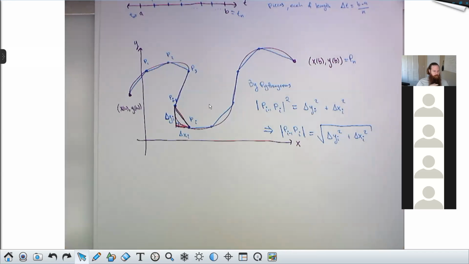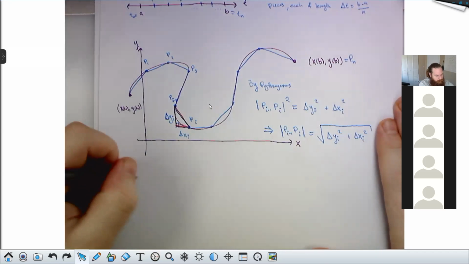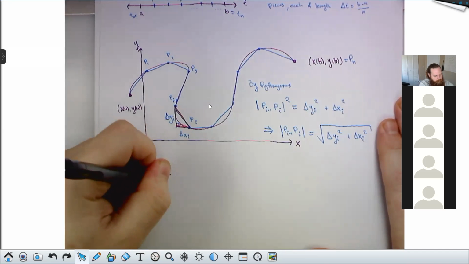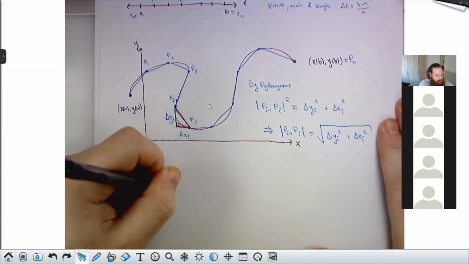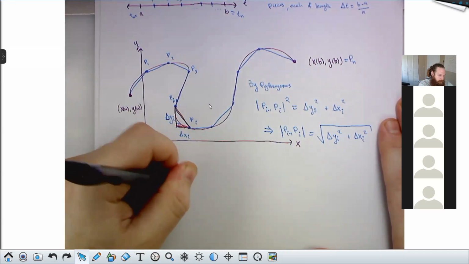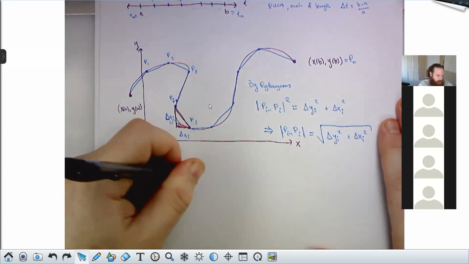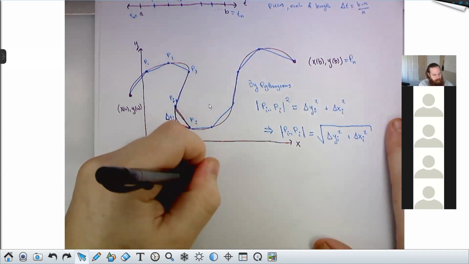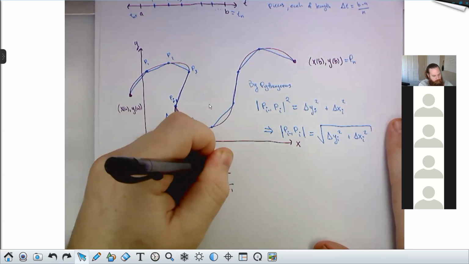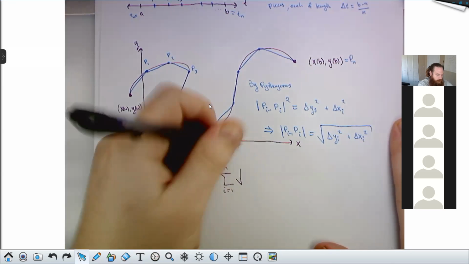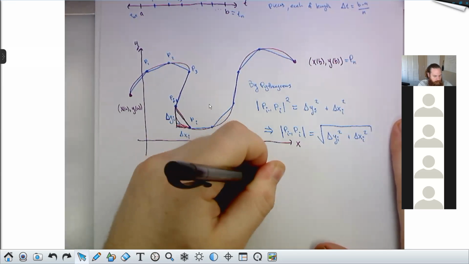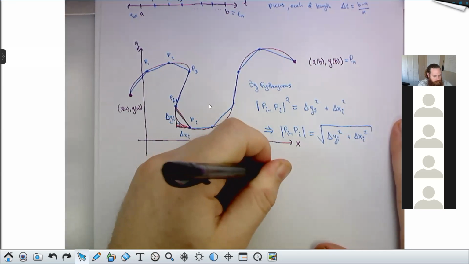I'm going to switch back to purple now. So my total length, S, is approximately the sum of these little lengths, the sum from i equals 1 to n, length from pi minus 1 to pi. That is exactly the sum from i equals 1 to n, square root of delta yi squared plus delta xi squared.